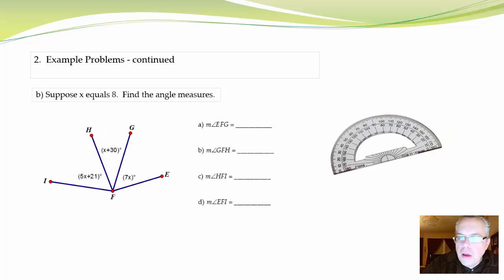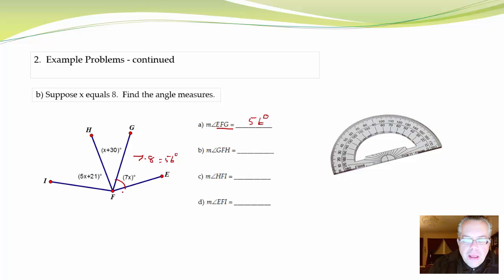Here we go. Similar problem. This time we have a few more angles. So suppose x equals 8. Find the angle measures. Okay, so it's a matter of just locating them. EFG. EFG is this angle. And it says its angle measure is 7 times x. So this is 7 times 8, which is 56 degrees. So the first one, 56 degrees.